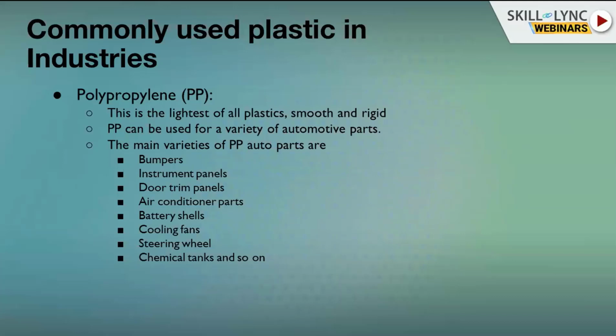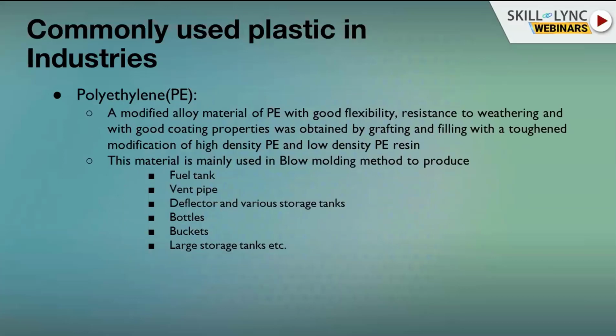So coming to the next material, it is polyethylene, and the short form is PE. This material has a very high resistance to chemicals and also low moisture absorption. Hence, it is used in plumbing and sanitary works. In polyethylene, we can obtain two types: low density polyethylene and high density polyethylene.